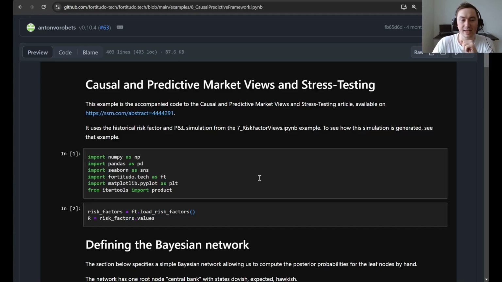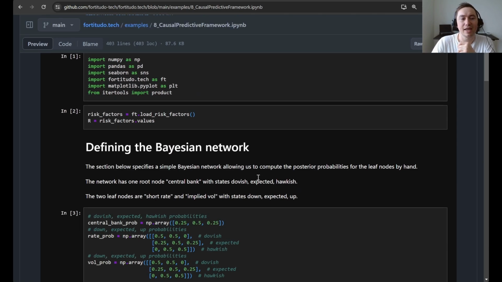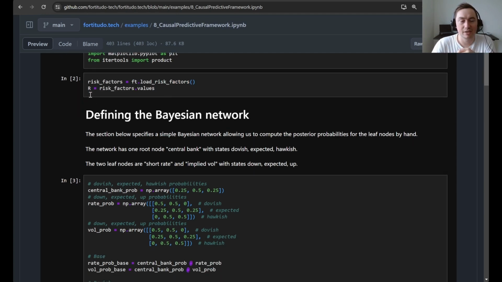All right, let's go back to the code and then look at the example. So in this example, first, of course, we import the package that we need, and then we note that we use this function that is called load risk factor. This is a function that we haven't used before, but basically it's the function that generates or loads the risk factor simulation that we generated in the previous example, and that you can go in and watch this video to see how that's done. After that, we just extract this matrix R and then work with these risk factors again.